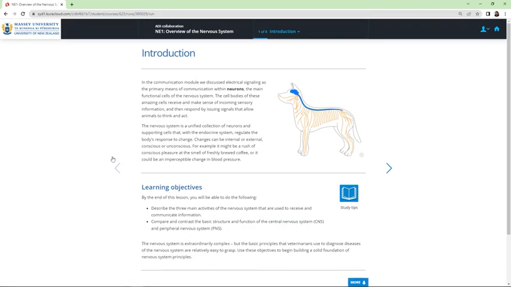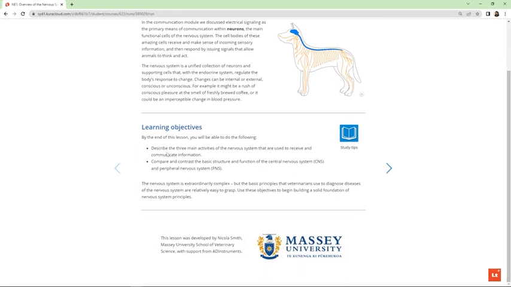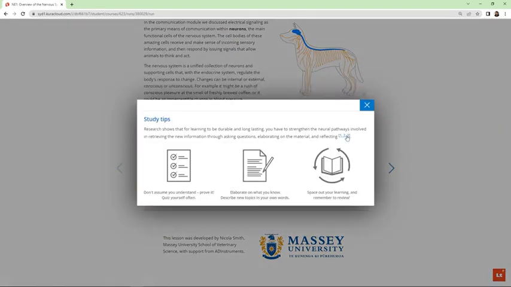Each introduction page explains the purpose of the lesson and contains a clear list of learning objectives, along with a note about why the learning objectives are important in real-life veterinary practice. Right away, students understand how this lesson will help them in their practice. There's also a link to evidence-based study tips to help guide student learning.